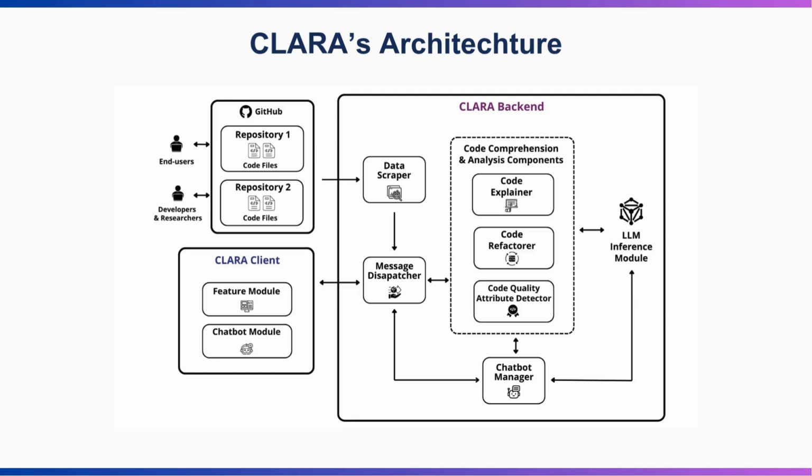Now let's look at CLARA's architecture. On the client side, CLARA has two key modules. The feature response module, which manages feature-related UI and responses, and the chatbot module, which handles the interactive chatbot interface. On the backend, when a user opens a GitHub file, the data scraper collects the code and repository metadata. This is sent to the message dispatcher, which coordinates communication between client and backend.